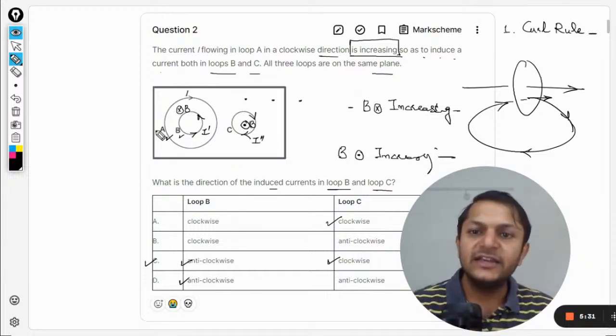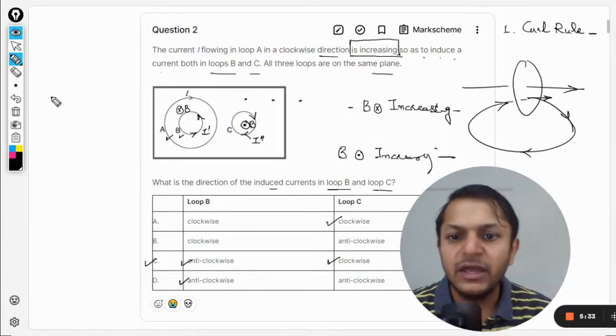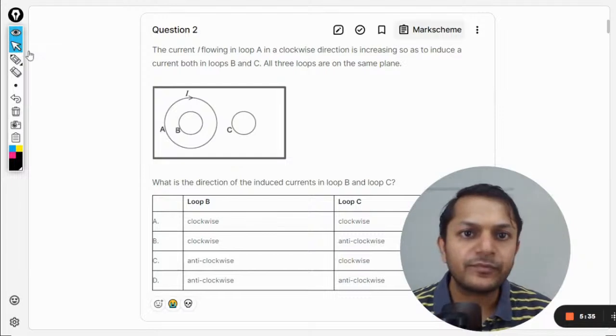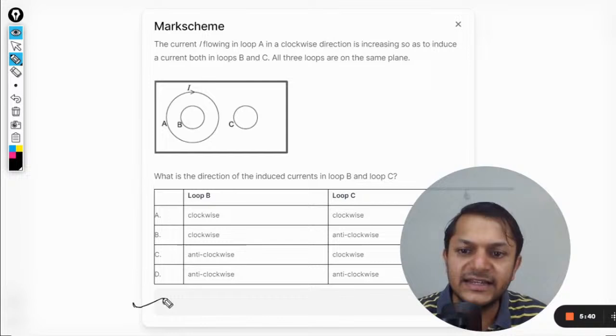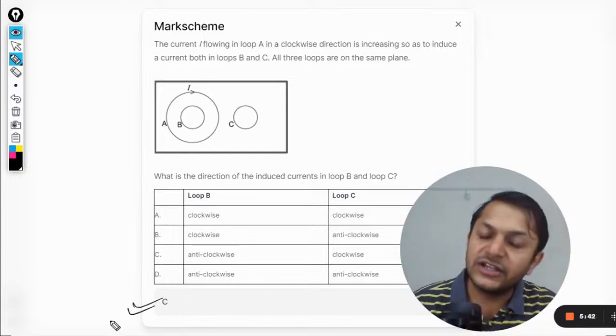And let us see what is the answer given in the mark scheme. I believe it will be definitely C. Well, yes, there it is. You can clearly see, yes, the answer is C. So this is how we do this question.